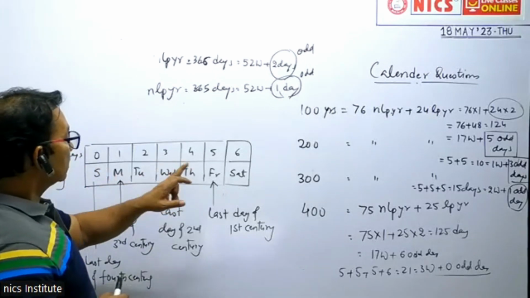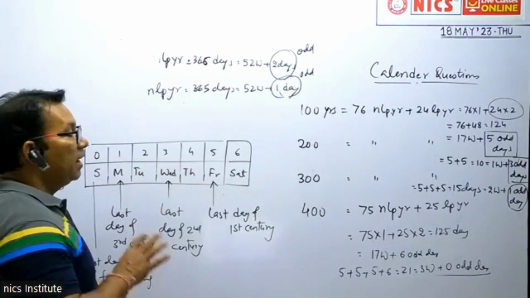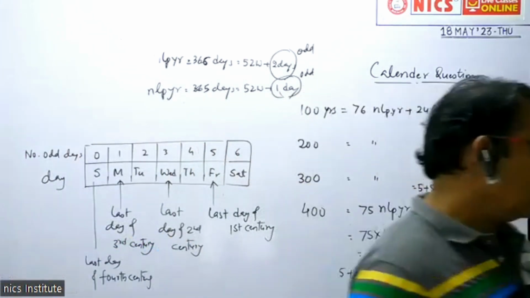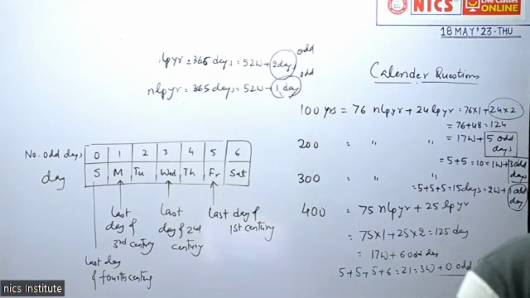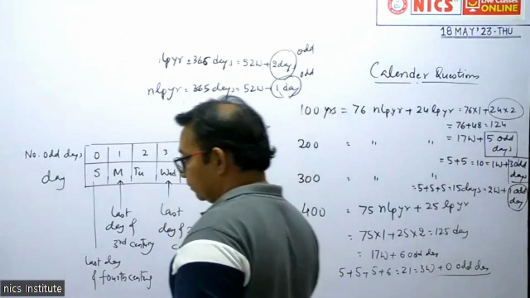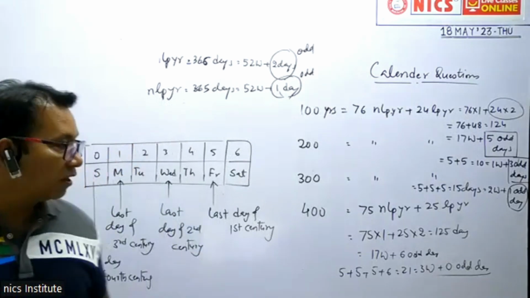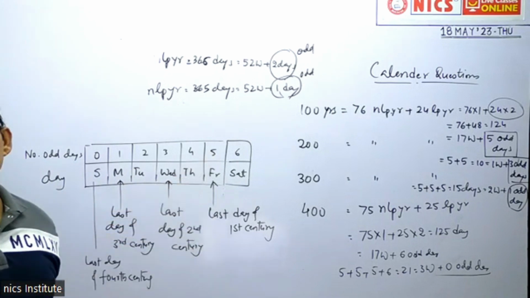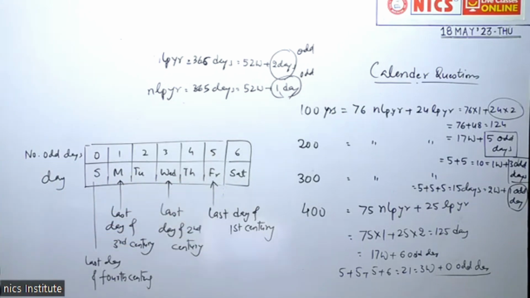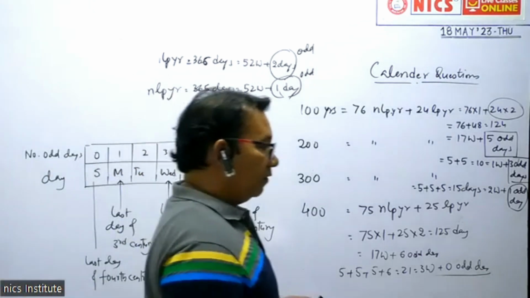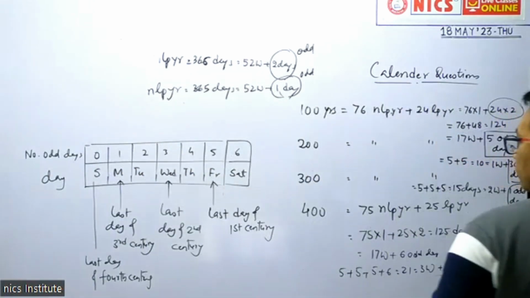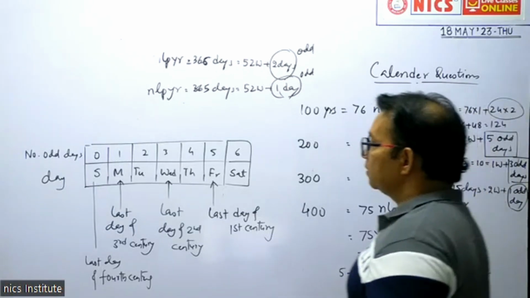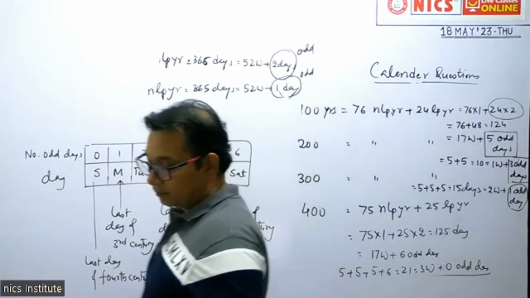That means Tuesday, Thursday, and Saturday can never be the last day of any century. You might come across a question, which day cannot be the last day of a century? The last day of a century cannot be Tuesday, Thursday, and Saturday. You can note it down. These 3 days can never be the last day of a century.